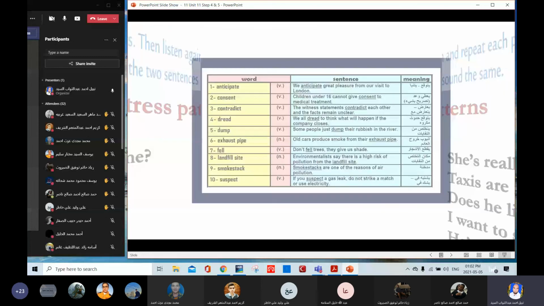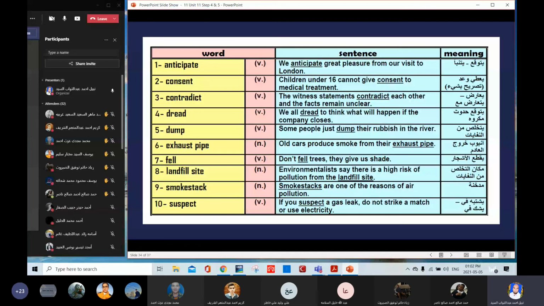Anticipate, consent, contradict, dread, dump, exhaust pipe, fill, landfill site, smokestack, suspect. These are the words we studied today. Read them, read the new examples or the sentences, and then you can do the exercises later.